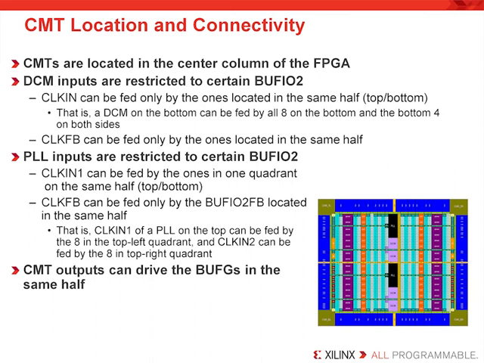Now also, the CMT outputs can drive the BUFGs, or must drive the BUFGs, in the same half of the die. So the sources for the clock input 1 and clock input 2 ports of the bottom PLLs are opposite to those of the top PLLs. That is, the clock in 1 can be sourced by the bottom right quadrant, and clock input 2 can be sourced by the bottom left quadrant. Now, if you don't do anything, the tools should automatically swap the clock input 1 and clock input 2 ports if necessary.